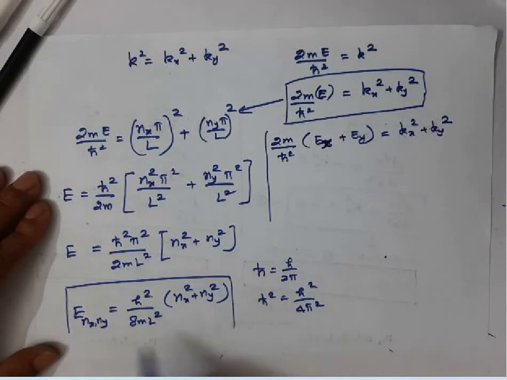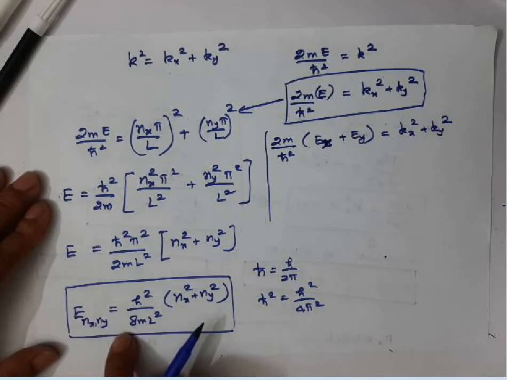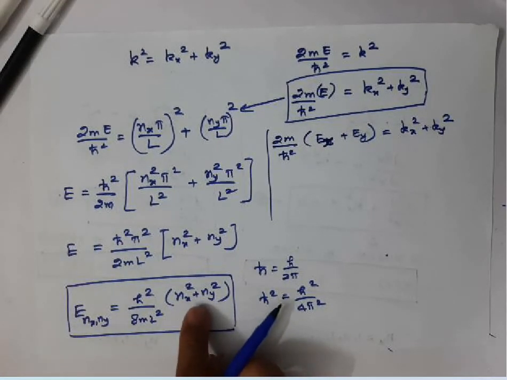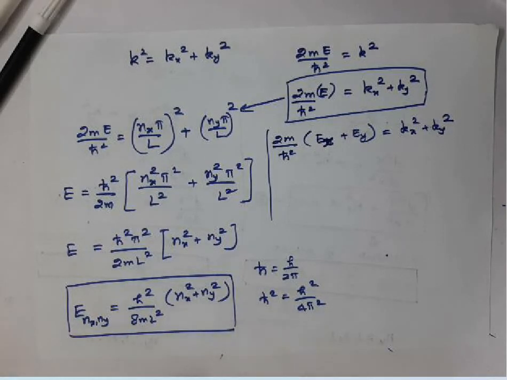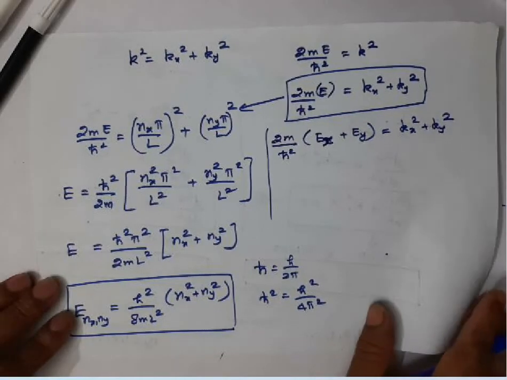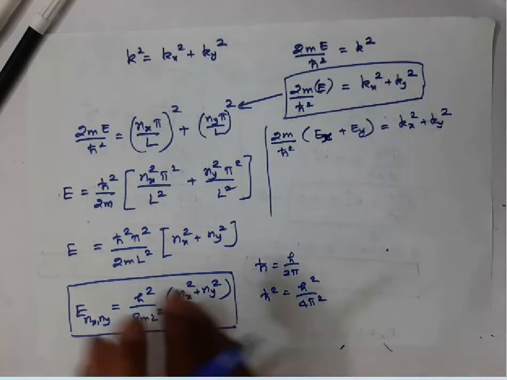Energy depends on two quantum numbers nx and ny. So depending upon the values that the quantum numbers take, you will get different quantized energy values. Right? So this is the energy expression for a particle confined in a square two-dimensional box. Now let me go to the wave function.